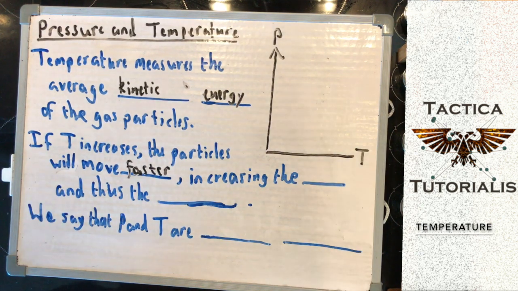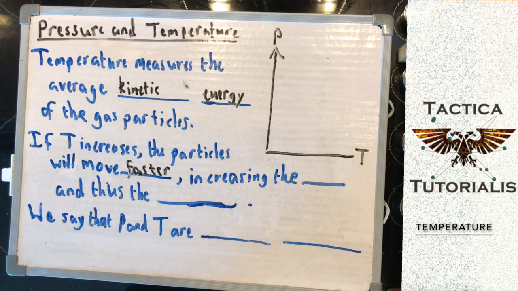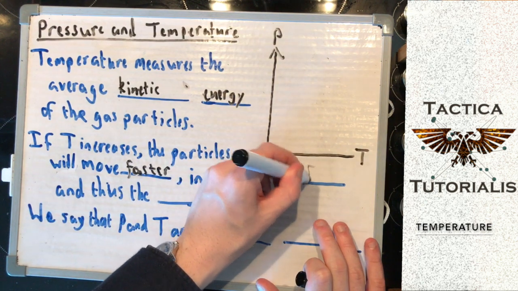Now, if the particles move faster, they have a greater speed and a greater velocity. And that increases their momentum, which means that when they bang into the walls, there is a greater change in momentum, which is something we did in a recent video. And what that does is increases the force.